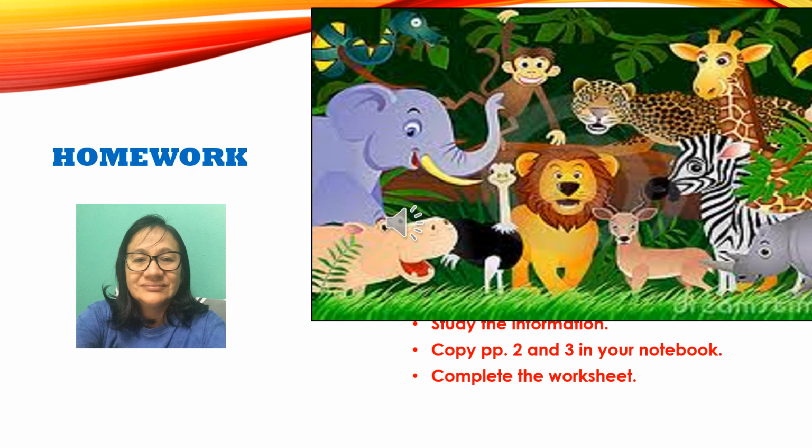Now, the homework is going to be very easy. You need to study this information over and over until you have everything clear. And then you are going to copy page number 2 and number 3 in your notebook. And finally, you are going to complete the worksheet that is going to be attached in your WhatsApp. If you have any questions, you can give me a call or send me a WhatsApp.